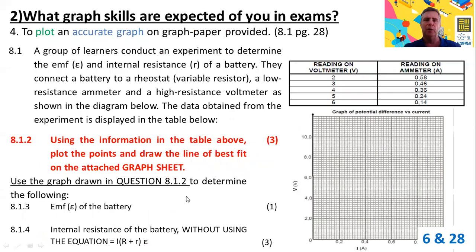And then finally, this is quite uncommon, but you might be asked to plot an accurate graph on graph paper provided. So you can see in your exam answer sheet was given this sheet of graph paper with blocks. The axes and scales were drawn in. Please notice the different scales for volts and current. This is an internal resistance experiment. 8.1.2 says please use the information in the table that was given in the question. Plot the points, so that's one skill you need, and draw the line of best fit.